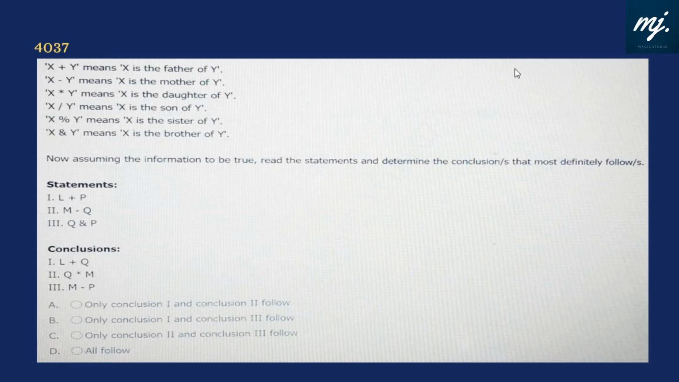Okay, I said one more. L plus P. L is father of P. L is father and P is child. M minus Q. M is mother of Q. M is mother and the child is Q. Q and P. Q and P means Q is brother of P. These two people are siblings and Q is brother. We don't know whether P is male or female, but these two are a couple and these two, P and Q, are their children.